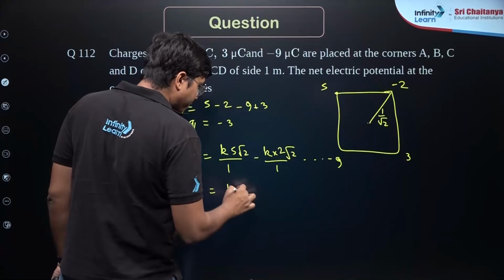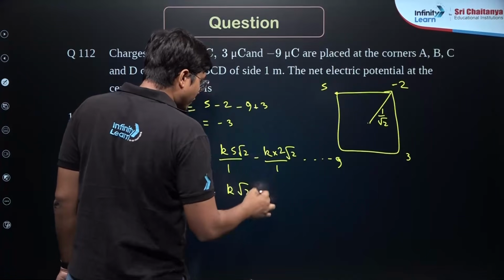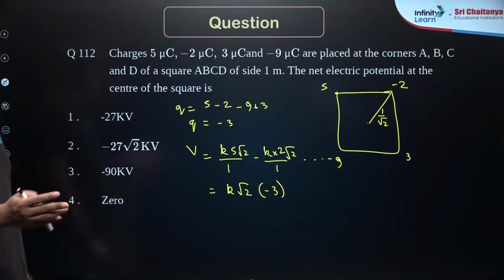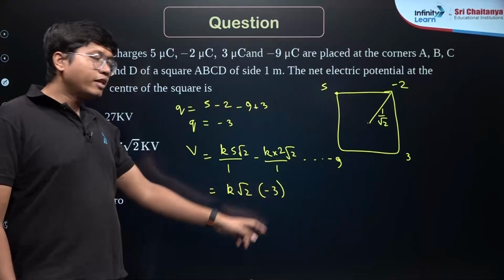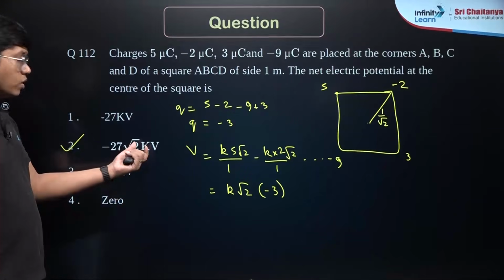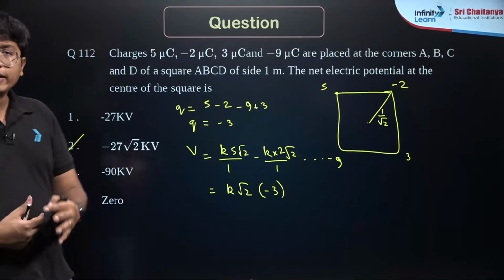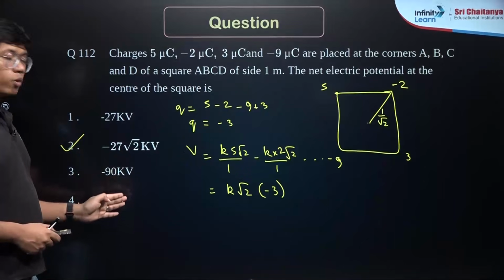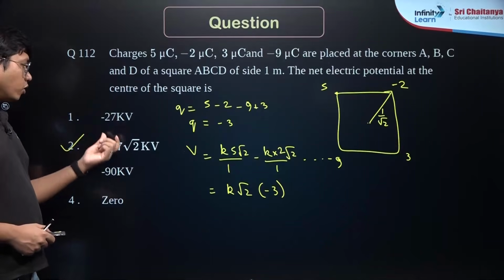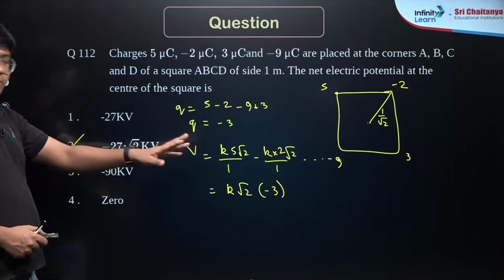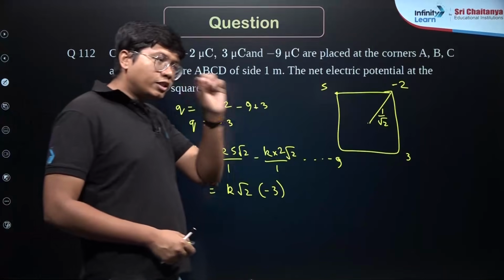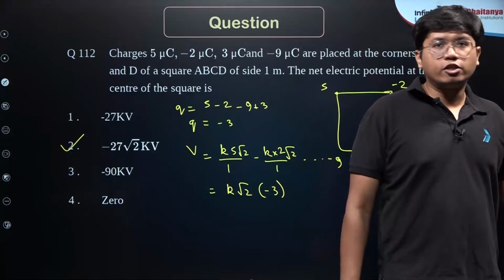So you go k root 2 multiplied with the net charge, that's a minus 3. K is 9 into 10 to the power 9. Again, don't go into the detailed calculation. I know there will be a 9 into 3, 27, and a root 2. There's only one option with 27 root 2. Order of magnitude you only consider if you look at the different options and they have different order of magnitude. You see, you don't even need to look at the order of magnitude here because every number is different. So at that point, you can just look at the number part of it and you'll get the option by eliminating.